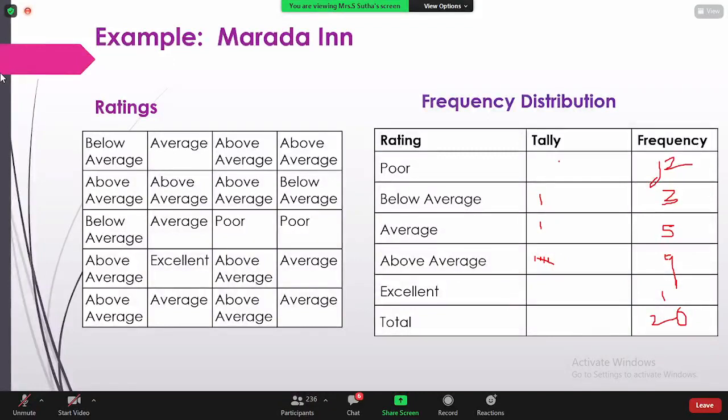You have to complete the tally marks also. So first you have to complete the tally marks. Then by counting the tally marks, you can complete the frequency distribution. Right. From this frequency distribution, what is your observation? From the frequency distribution, what is the information you can get?